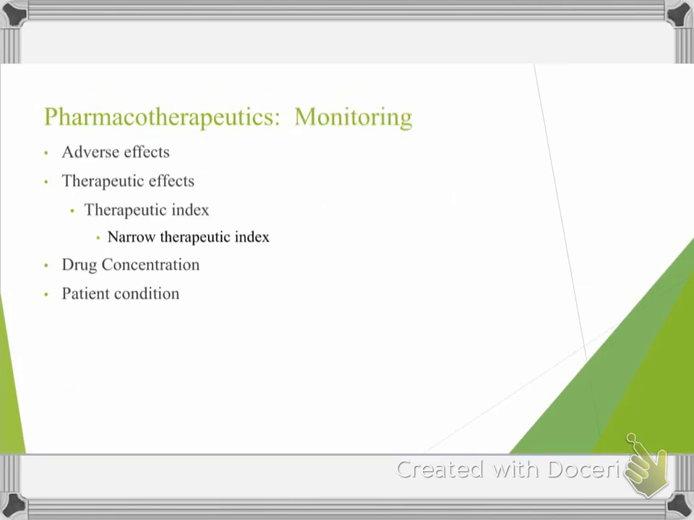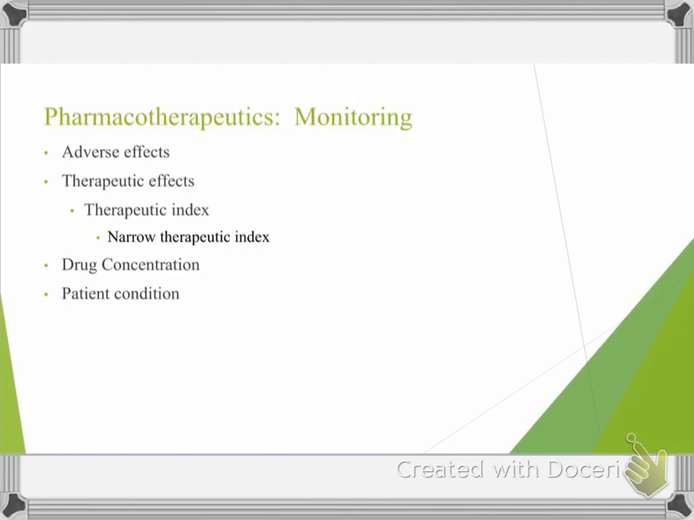Monitoring, what are we going to monitor? We're going to monitor for adverse effects, which are undesired effects. We're going to monitor for therapeutic effects, which is our intended effects. We're going to monitor the therapeutic index. This is the ratio of a toxic level versus a therapeutic level, okay? So there are some drugs that have a narrow therapeutic index, which means that there is a very small window between when it's therapeutic and it's where you want in the blood, and then where it can go toxic.